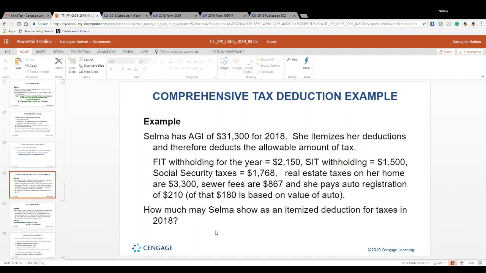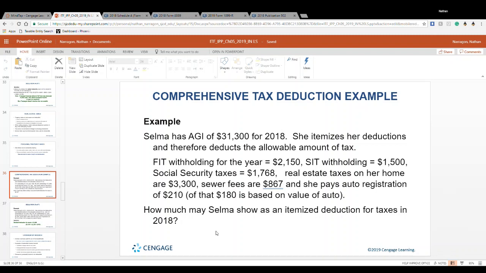Alright, so here's another example going on. Now we got Selma without Luis, who has an AGI of 31,300 for 2018. She itemizes her deductions and therefore deducts the allowable amount of tax. FIT withholding for the year was 2,150. State was 1,500. Social Security 1,768. Real estate taxes on home were 3,300. Sewer fees are 867, and she pays auto registration of 210, of which 180 is based on the value of the auto. How much may Selma show as itemized deductions for taxes?